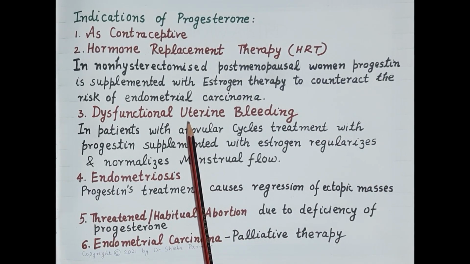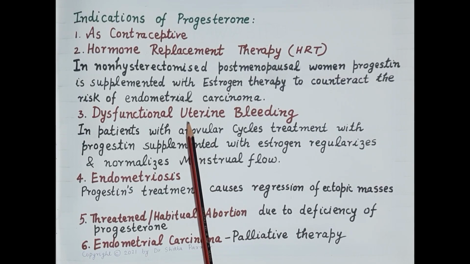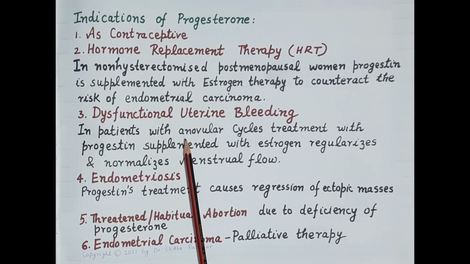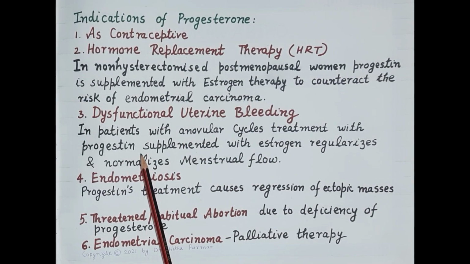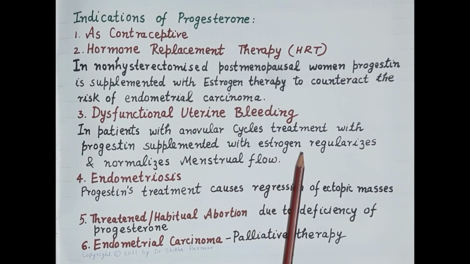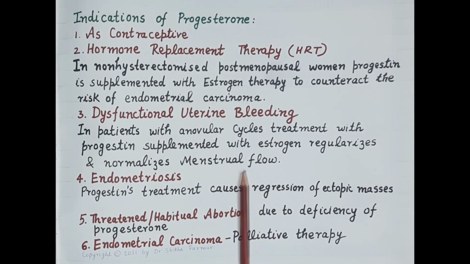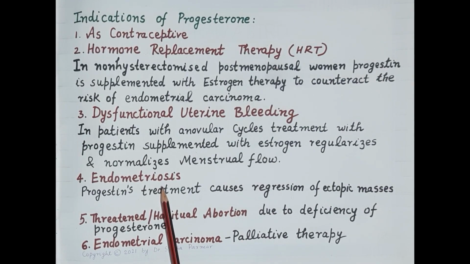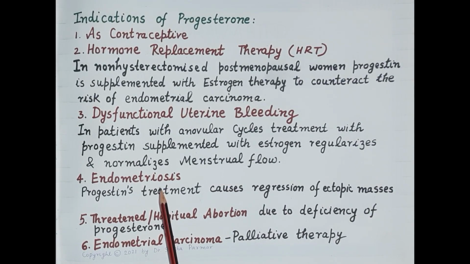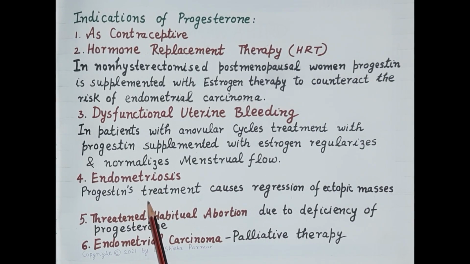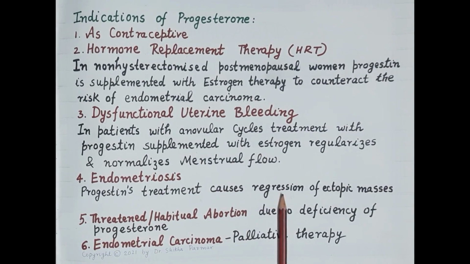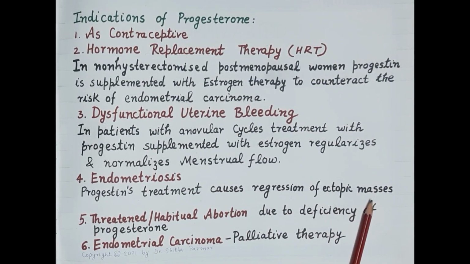Now, progestins are also useful in the management of dysfunctional uterine bleeding. Now, in patients with an anovular cycle, that is a cycle where ovulation does not take place, treatment with the progestin supplemented with estrogen regularizes and normalizes the menstrual flow. Now, progestins are also useful in the treatment of endometriosis. Now, endometriosis is a disease in which tissue that lines the uterus, that is endometrium, also grows outside the uterus, which is termed an ectopic mass. Now, progestin treatment causes regression of ectopic masses.